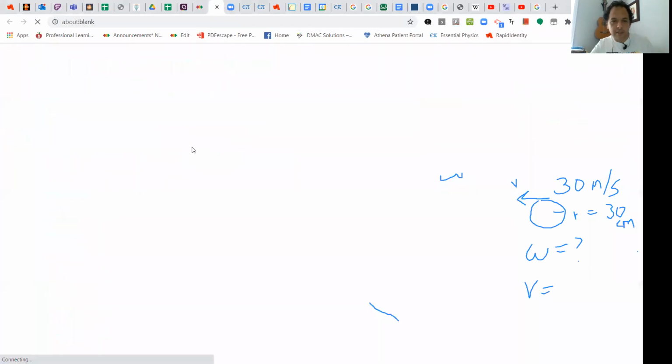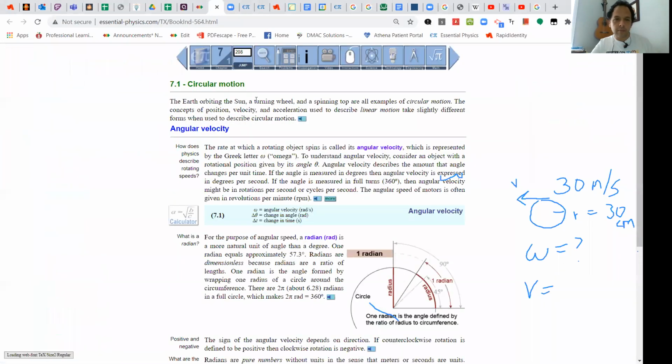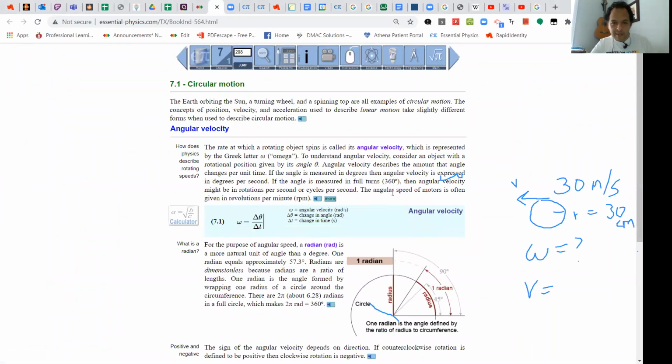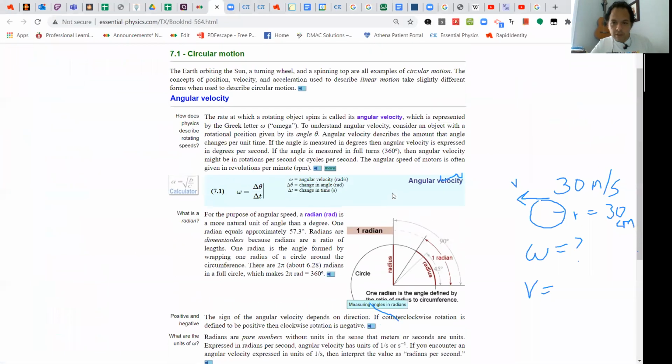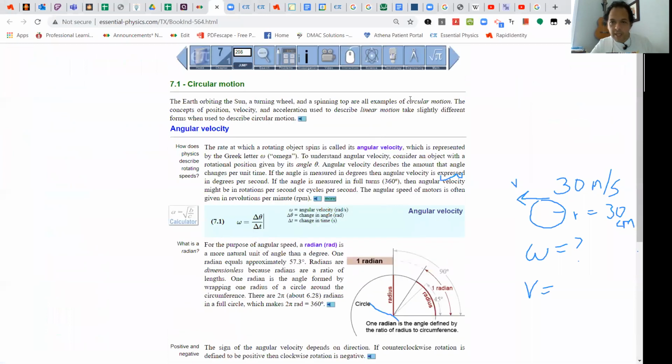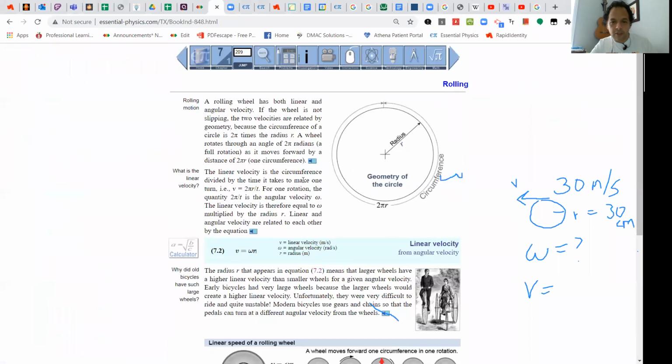Let's see, here's the book. This is page 208. So read it if you need to. And then next time we'll do some practice problems. It's only 2 pages, 208 and 209.